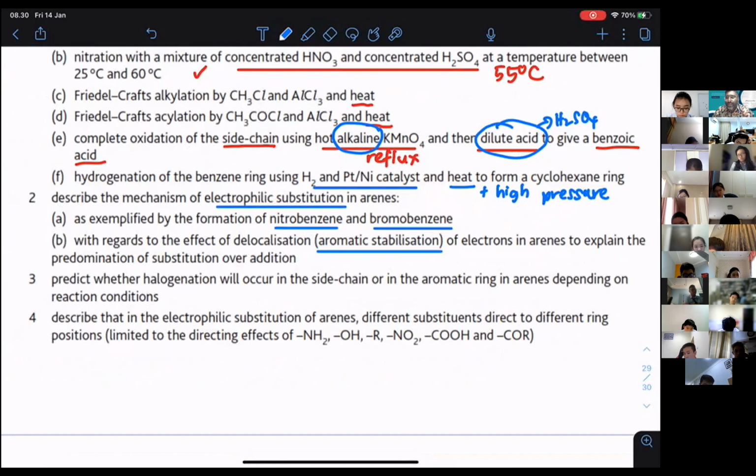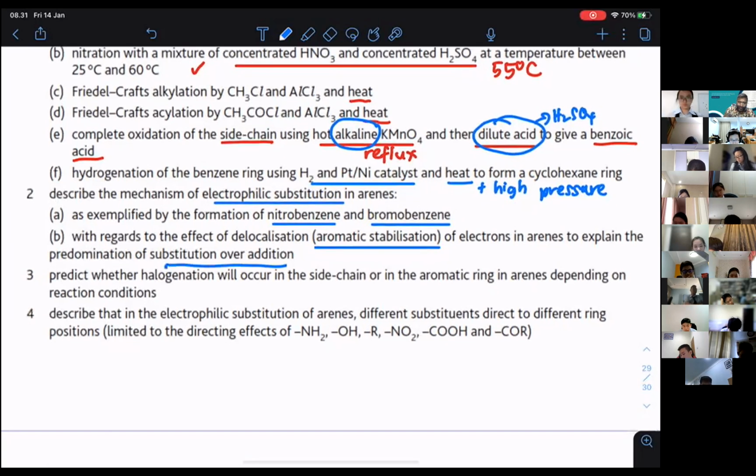If they ask why they don't undergo addition reaction easily, it is because of aromatic stabilization. So you would say generally they go through substitution instead of addition because of aromatic stabilization. So this is going to be newly included.